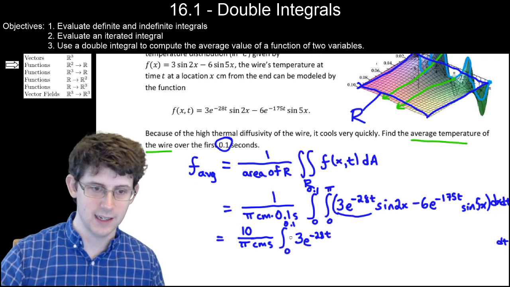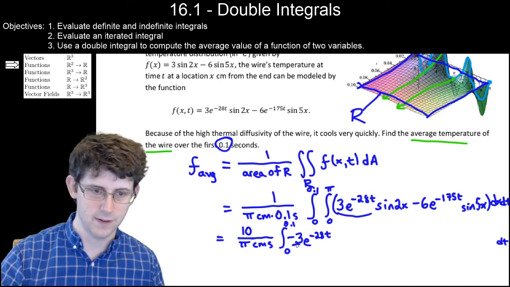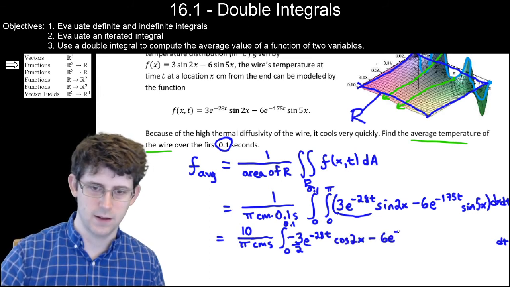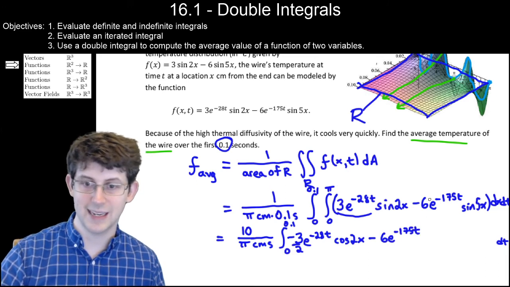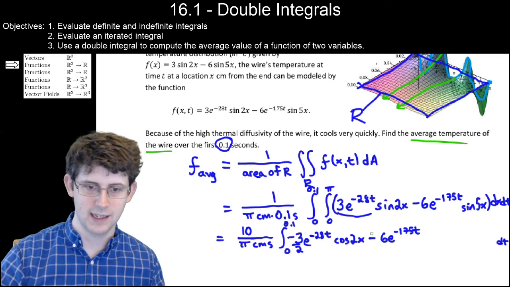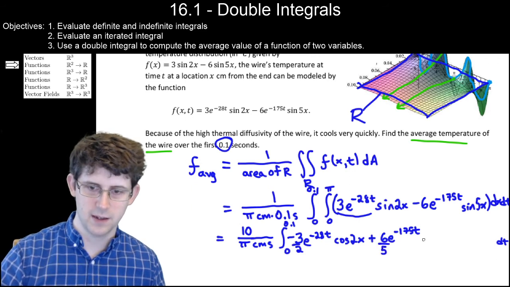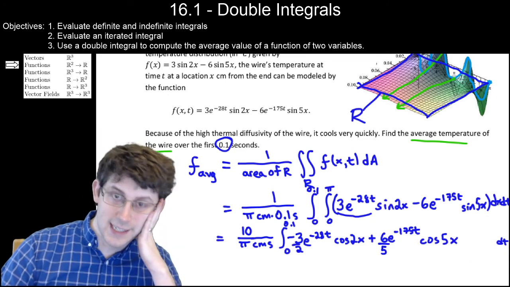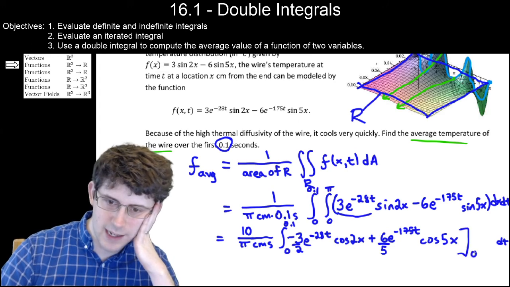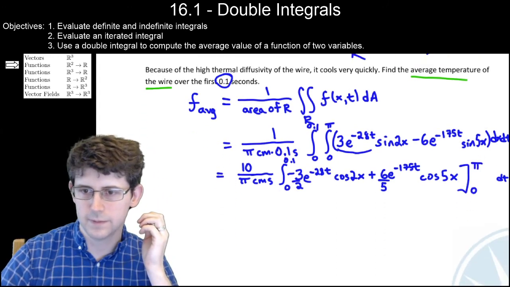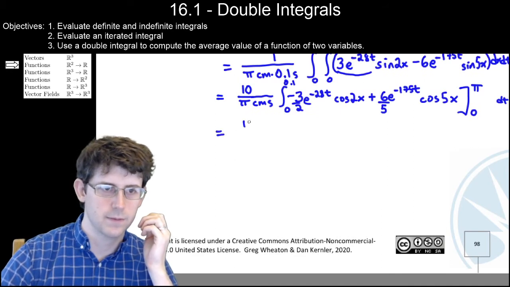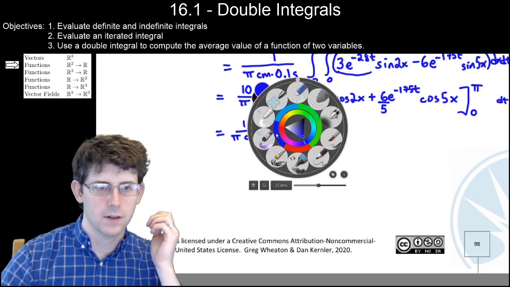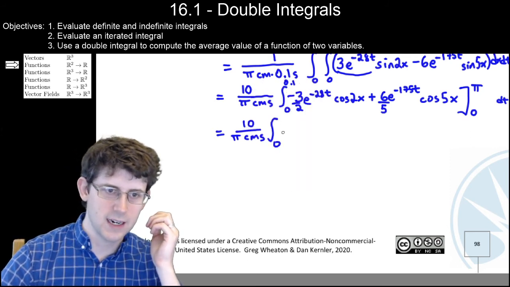Integral of sine 2x is minus 1/2 cosine of 2x. The second term has a big constant, and we have the integral of sine 5x. That's minus 1/5 cosine of 5x. This is an x integral. Here's our x bounds. They're from 0 to pi. This outer integral we're putting off to later.